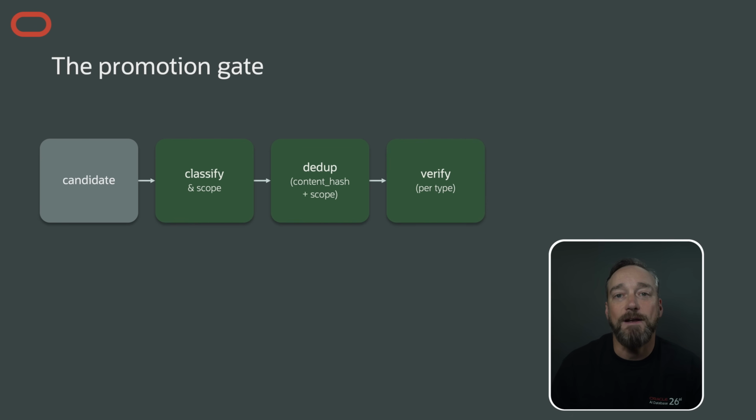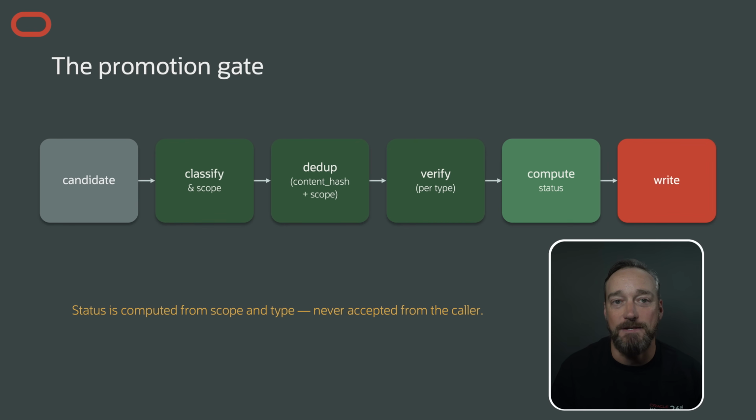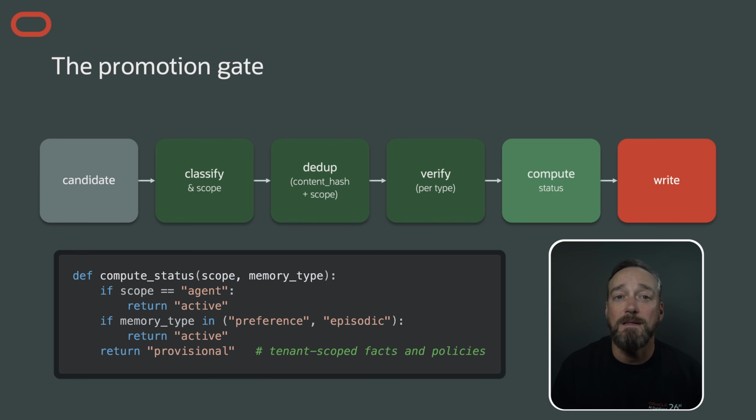Now here's the part I really want you to see. Status gets computed inside the manager. It is never accepted from the caller. Tenant facts and policies land provisional. Agent scoped writes, preferences, and episodes, those can land active. And that's deliberate. The moment you let the public API accept a status field, someone eventually passes active from a spot you didn't anticipate. And now you've got model-generated guesses ranked right next to your verified rules.